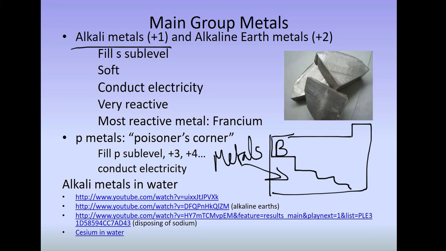And the most reactive metal is francium. So that's something important to remember. And then these little P metals, the metals down here in this little corner, most of them are poisons. So this is called poisoner's corner.